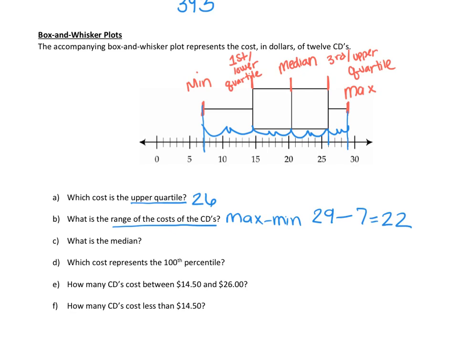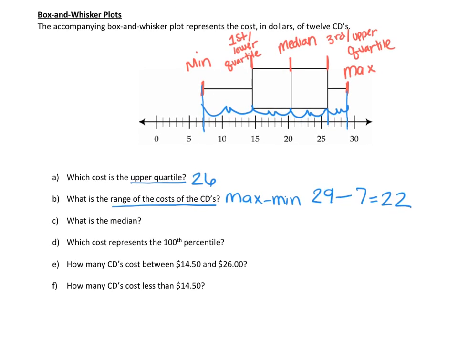The next question says, what is the median? So again, the median is that middle point, and so that median lies right here, which I kind of drew all over, so it's a little bit hard to see. So if I were to draw this straight down, it actually looks like it's falling right between 20 and 21, so it looks like our median is 20.5. Which cost represents the 100th percentile? Well, the 100th percentile is just another way of saying our maximum, and so in this case, that'd be 29.